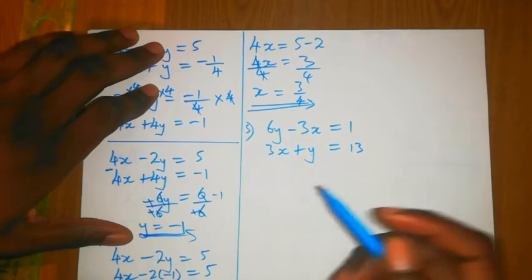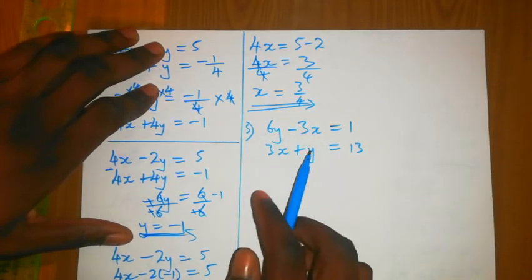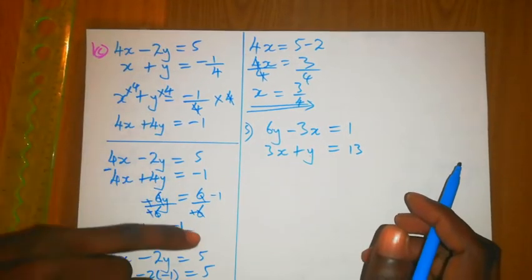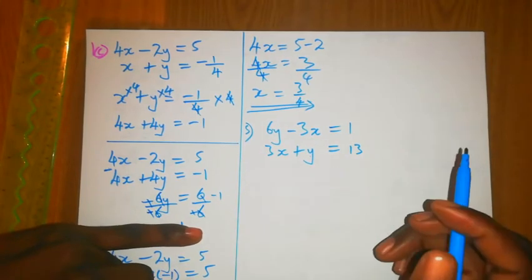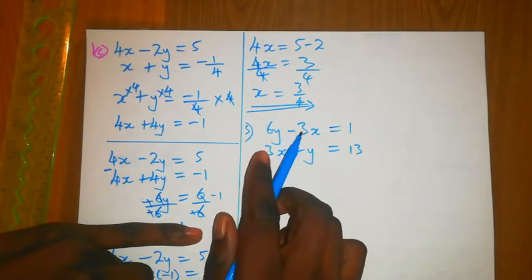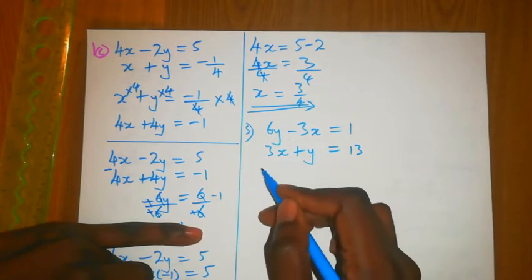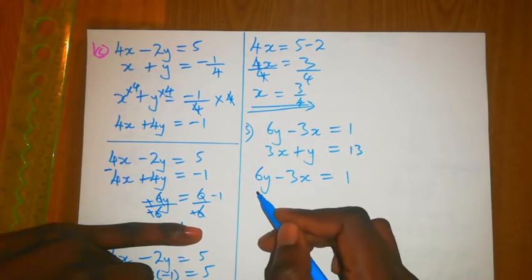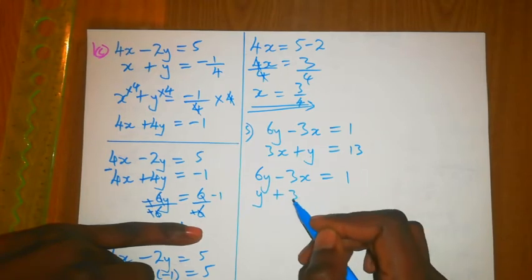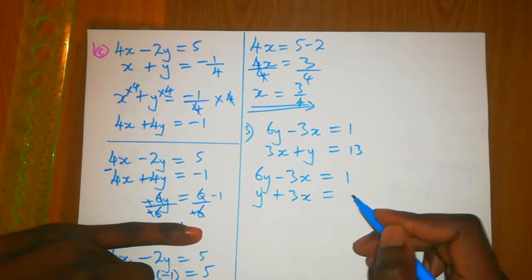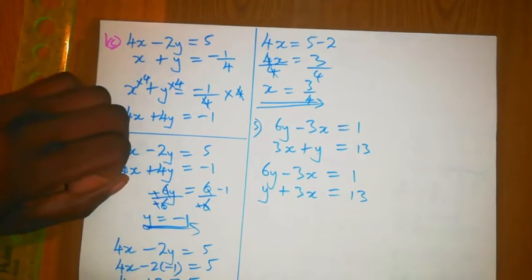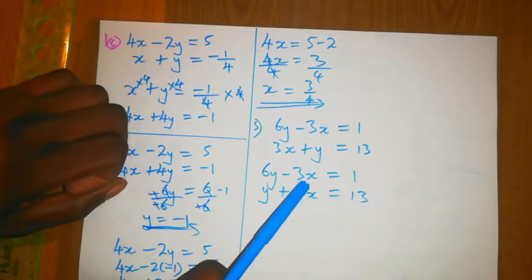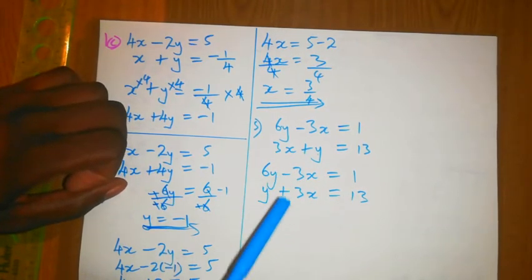So it's up to you. You want to rearrange this one or that one. The choice is yours. It's up to you on which equation you wish to rearrange. But in this case, I'm going to choose to rearrange that one. So I'm going to have 6y minus 3x is equal to 1. Then y plus 3x is equal to 13. Now, there your terms are already eliminated. But whenever there are terms that are already eliminated, consider their signs.